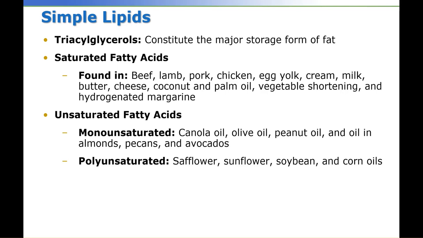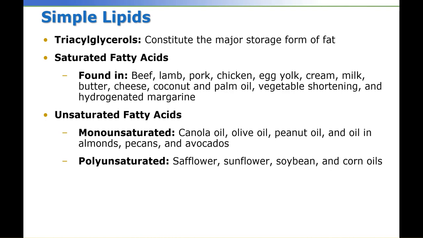Triacylglycerols constitute, that's why I'm going back to the simple lipids, the major storage form of fat. Saturated fatty acids are found in beef, lamb, pork, chicken. So basically animal products plus vegetable shortening, hydrogenated margarine. Saturated fatty acids contain single bonds between the carbons.